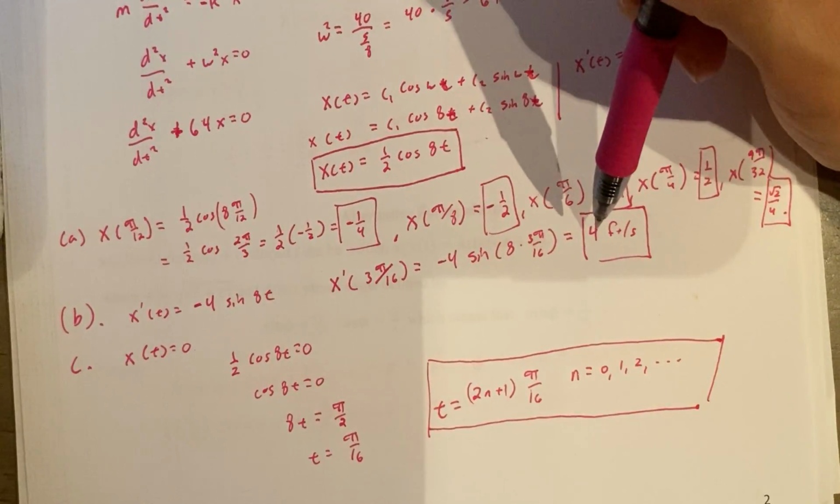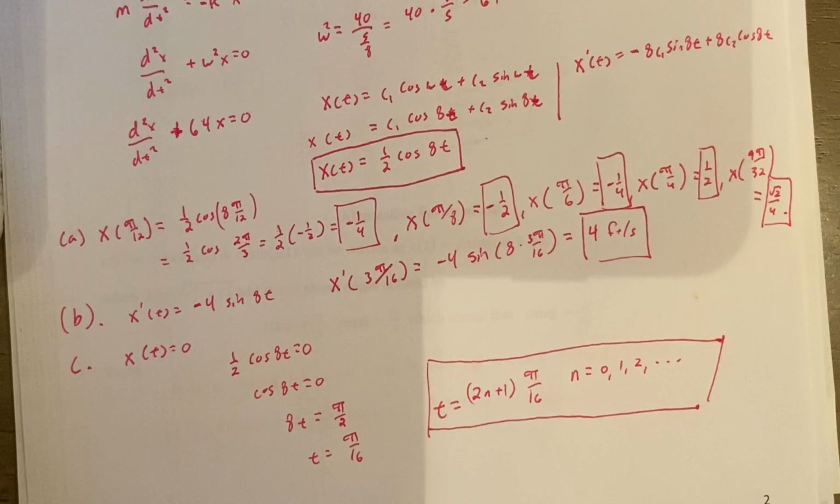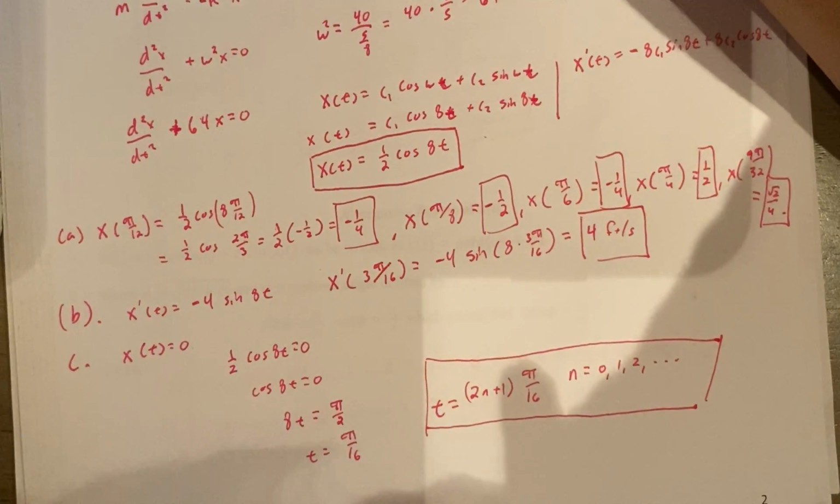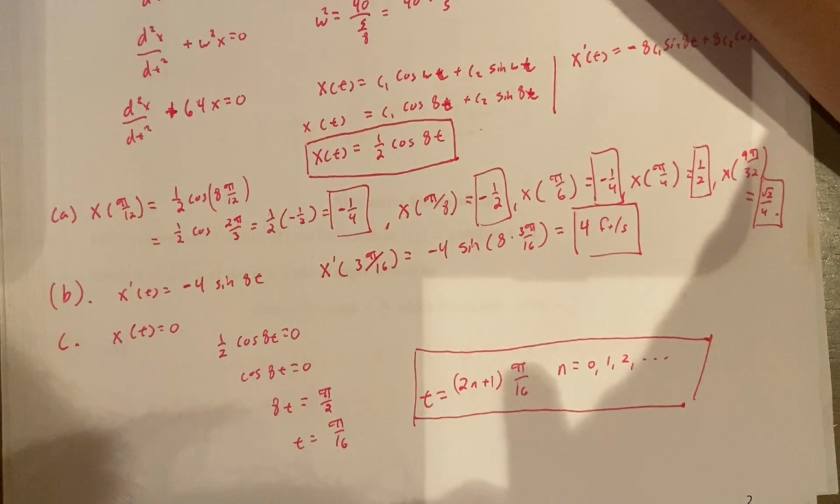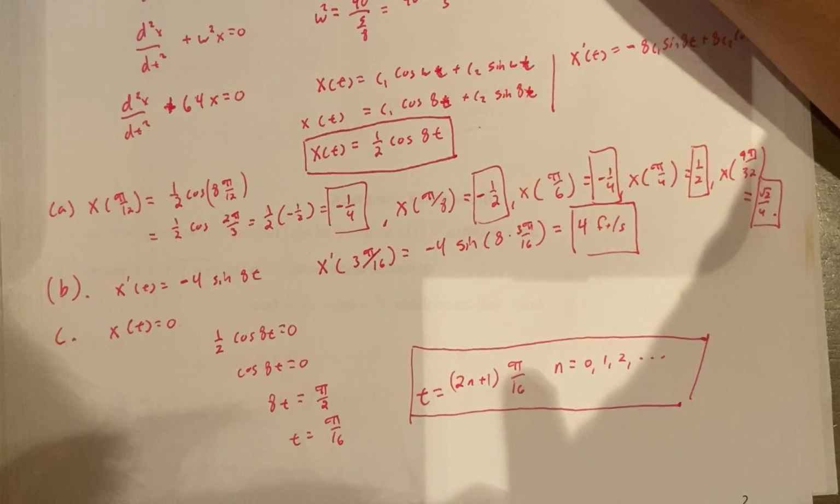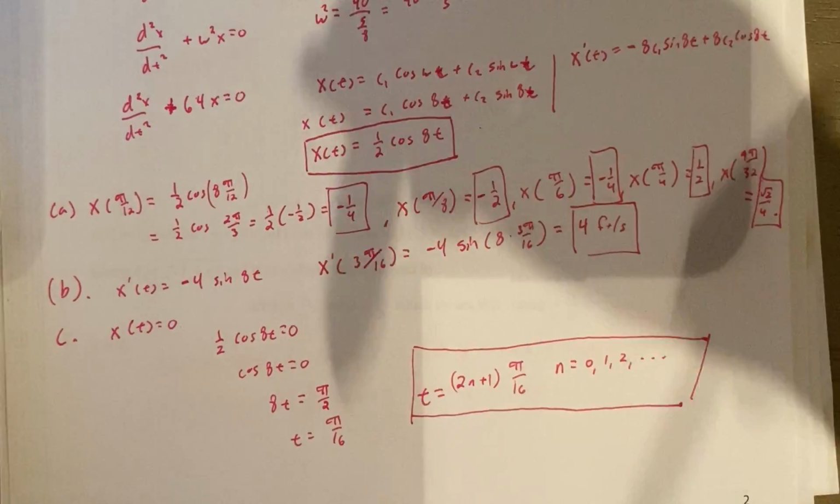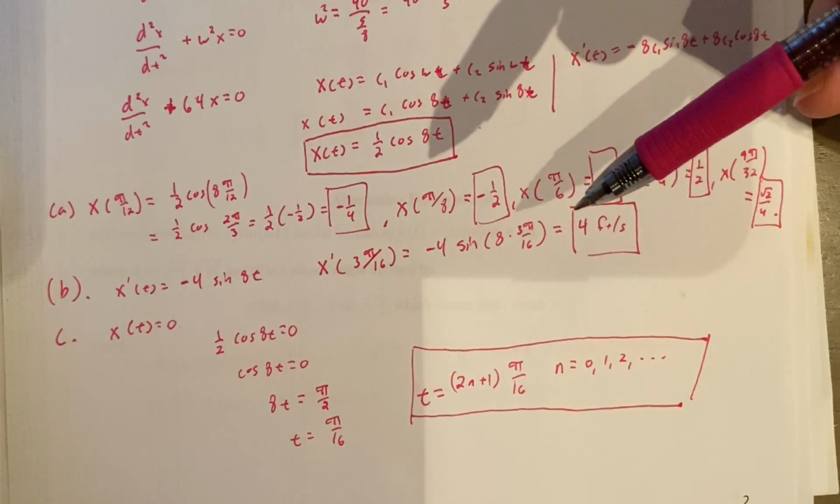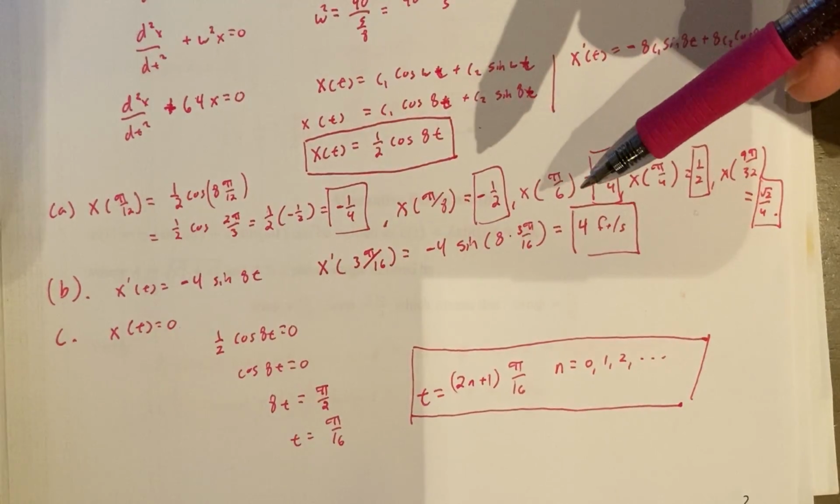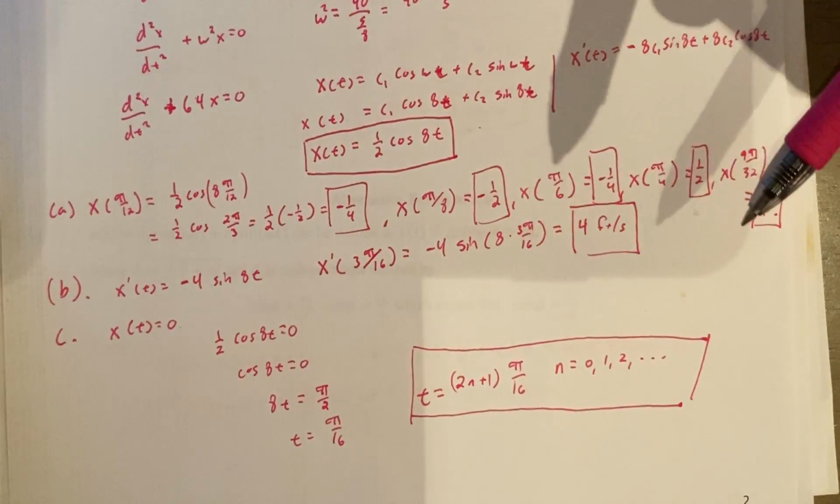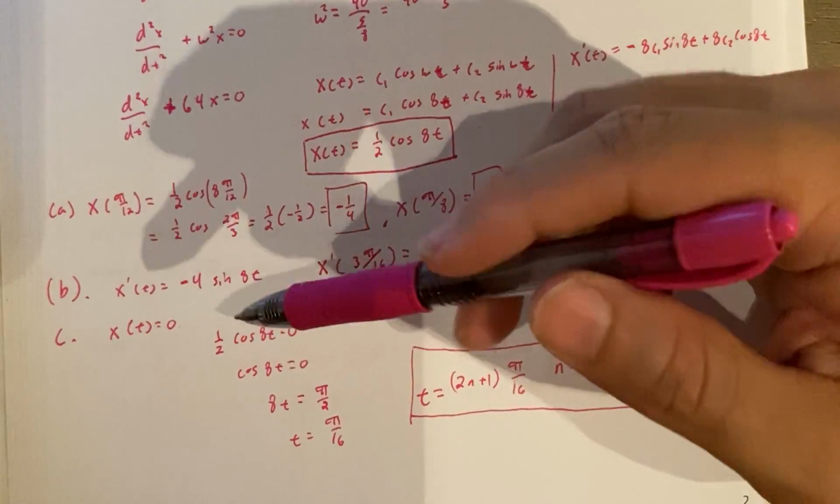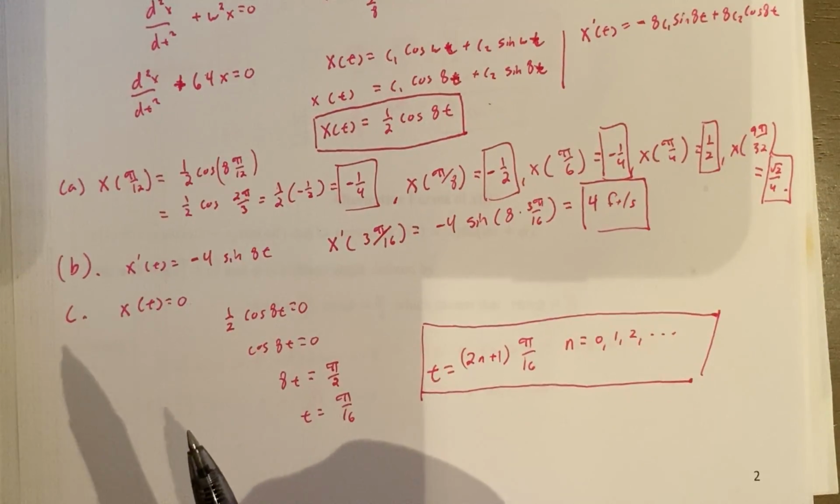Now, because that is positive, in which direction is the mass heading at this instant? Let me make sure before I say the wrong thing. It is heading downward because it is positive. If that was negative, it would be heading upward. But because it's positive, it's heading downward.